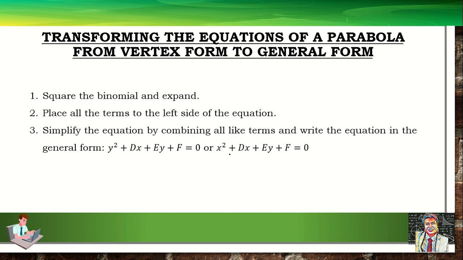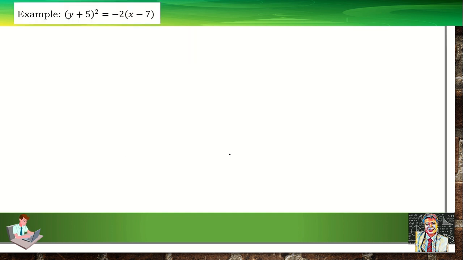So, proceed tayo. Tingnan natin itong example na to. So, first rule natin is group pa rin ba? Ang step 1 daw natin is square the binomial and expand. So, i-square natin ito. So, paano ba ni-square dyan?